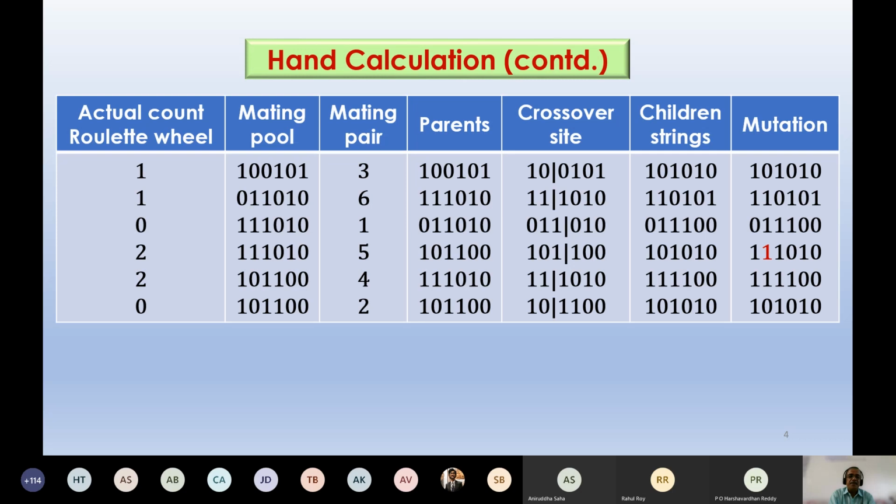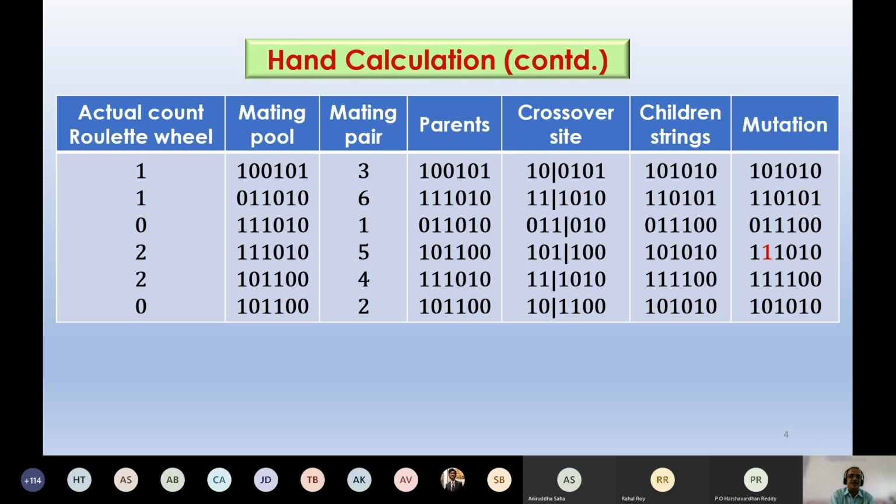Are you getting my point? I'm trying to find out who could be the pair for the first. So out of the remaining 5, I'll have to select one. You temporarily mark them as 1, 2, 3, 4, 5. Generate a number between 1 and 5 using the random number generator. If it generates 3, you select the third one, that is this one. Are you getting my point?